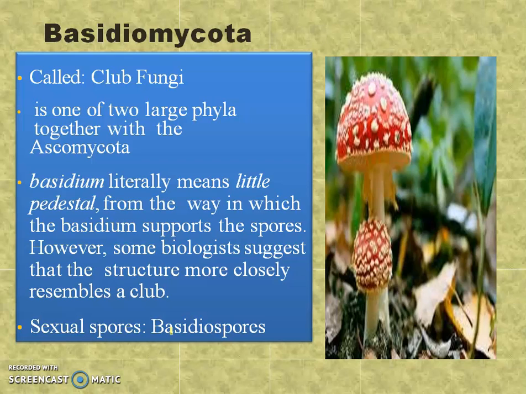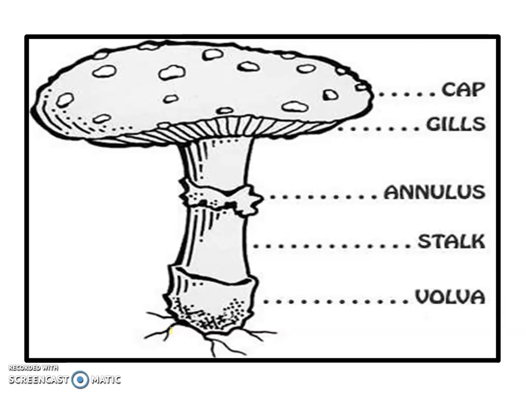Okay. Then talking about Basidiomycota, which are also known as the club fungi, or you can say the mushrooms, which we are seeing. They are one of the largest phyla, and the name literally means pedestal. Okay, little pedestals. The basidium supports the spores. So as I told you, this is the mushroom, and it has a tip called the cap. You can see here, this is the cap, and below the cap are gills. These gills are the places where the basidia are formed, and basidiospores are formed. These are the basidia which contain the basidiospores.